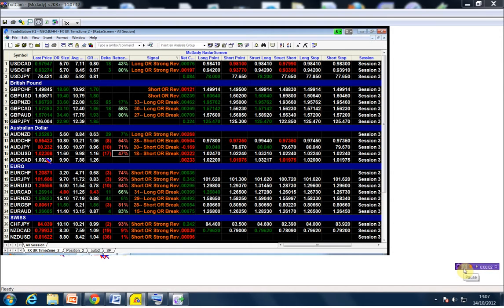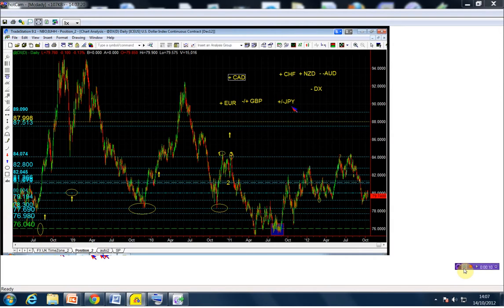We're going to continue with the rest. So the weakest pair, based upon what we did in our homework, we know that the Aussie is weak. We know that the Euro is okay. Let's leave the New Zealand for now.